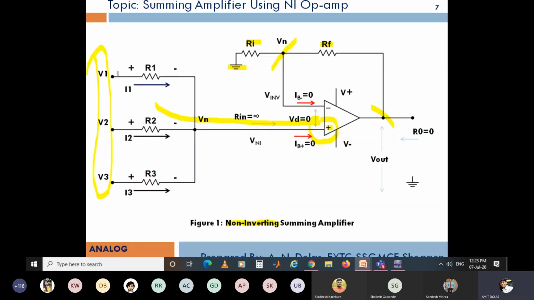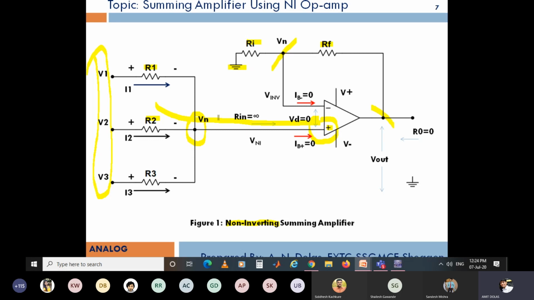Then very simple, whatever number of sources you are using, if you are using two sources, suppose you have to use R1 and R2 only and connect R1 and R2 at a single node, say Vn, and to R1 and R2 connect two different sources, that is V1 and V2.